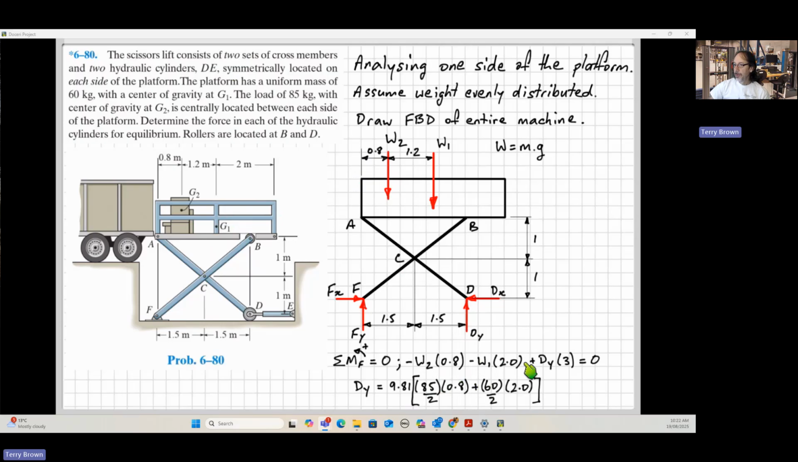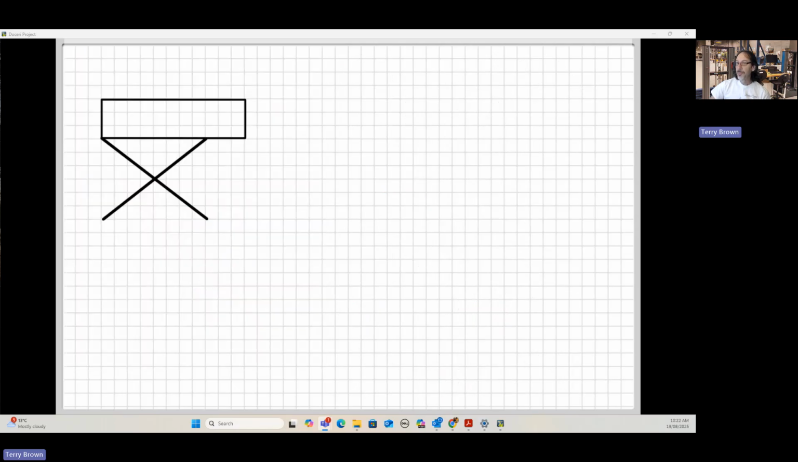So just put those numbers into this rearranged equation, divide by 3. Okay, so this 3 here comes onto the other side of the equation, and we can solve for Dy, do our maths, and we get 307.38 newtons for the vertical reaction at Dy. So we can't find Dx yet because we've got 2 unknowns and only one equation.